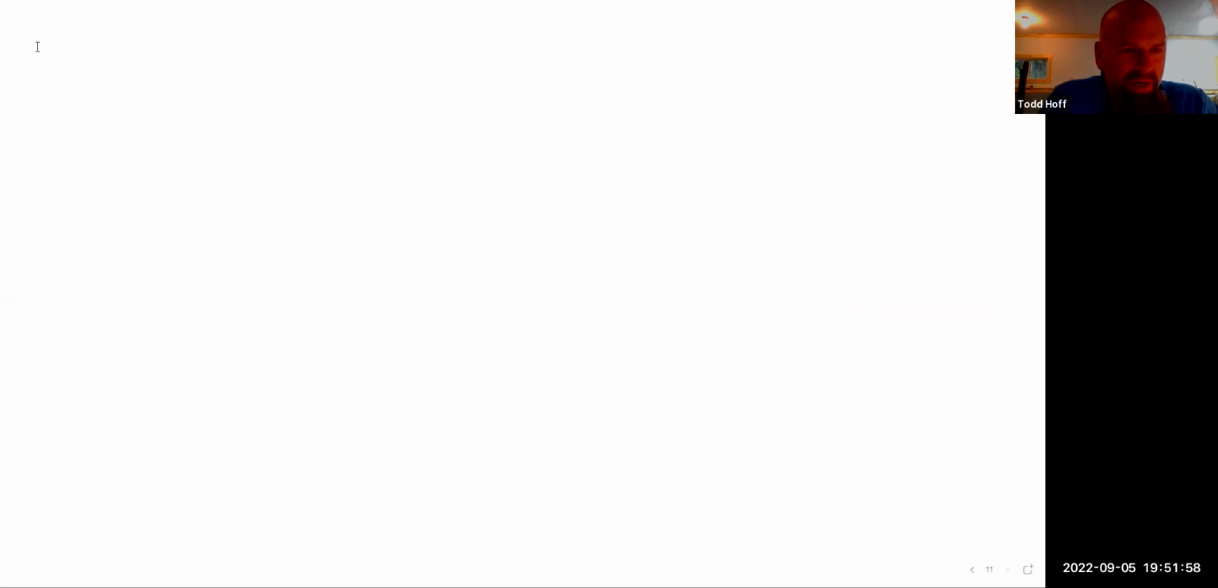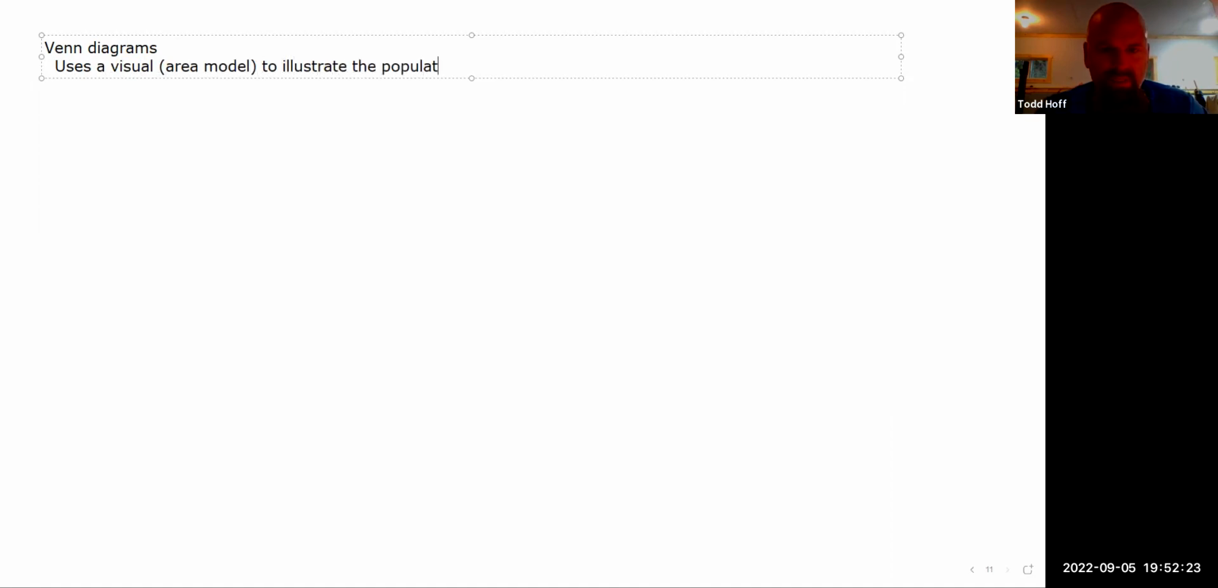So the last thing we want to talk about is something that the textbook does not really cover well. And this is something called Venn diagrams. A Venn diagram is a way of mapping out the population. And it shows, using an area model, to illustrate the population. And I say visual model, area model. Some of them the area is meaningful. Others, we try to make it meaningful, but it's not necessary. It's hard to get them drawn to scale.